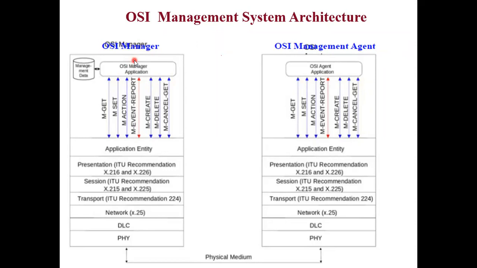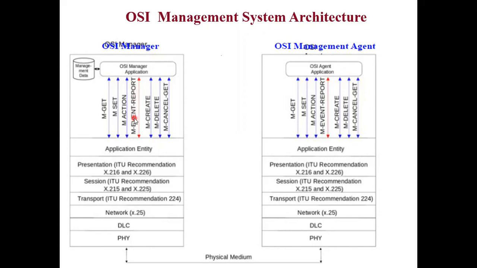But remember, even if you change the order, wherever you have drawn the manager, the management database is drawn there, because the agent does not maintain a database. The manager maintains a database. So the management database is drawn over here. So here in this application layer, I have the OSI manager application. Now this OSI manager will send some request to the agent. The agent will give a response.